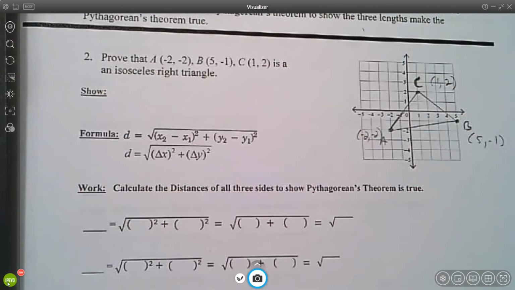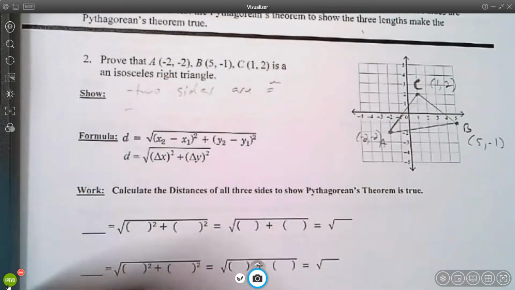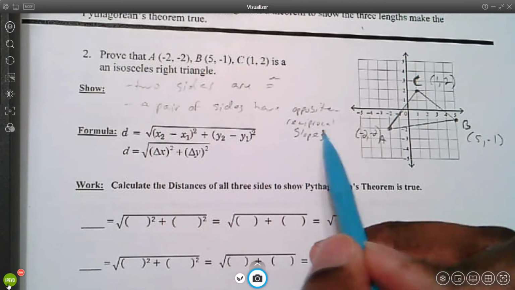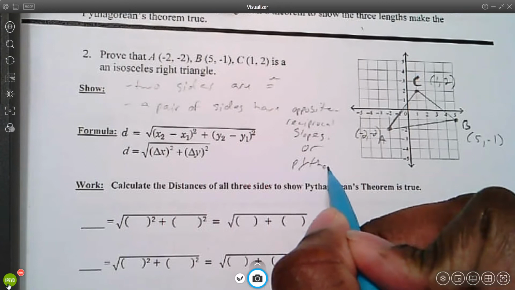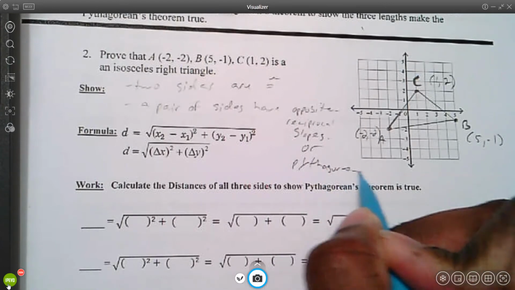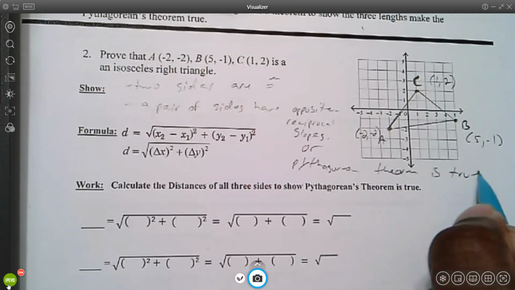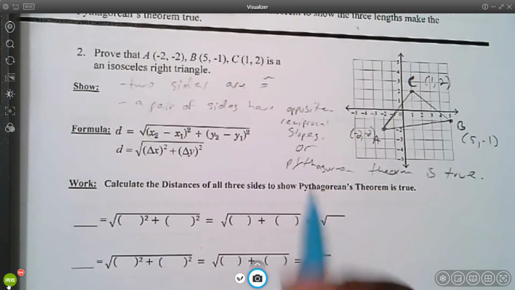So we want to show that two sides are congruent, and a pair of sides have opposite reciprocal slopes, or the Pythagorean theorem is true. Whichever one you want to use. All right, so let's get started. So we want to first prove two sides are congruent.